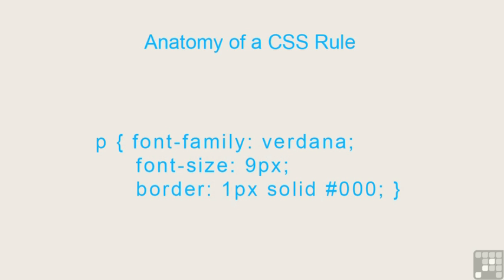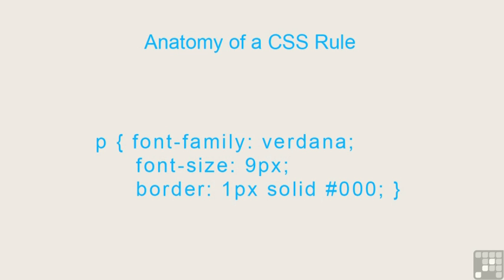Now the border is using what's referred to as CSS shorthand, and we'll get into this in a little while. What it's saying here is border, colon, space, and then it says 1px, 1 pixel, space, solid, space, #000, and then it ends with the semicolon.